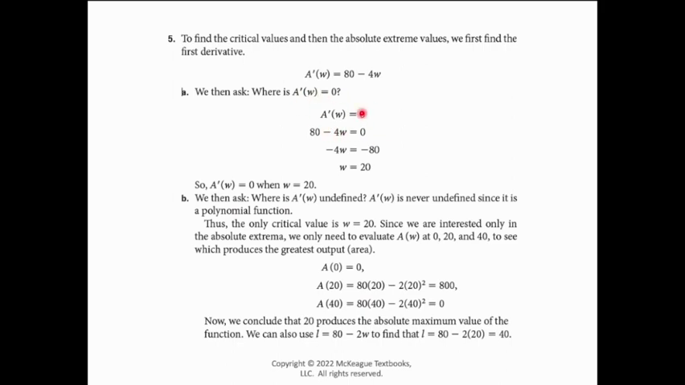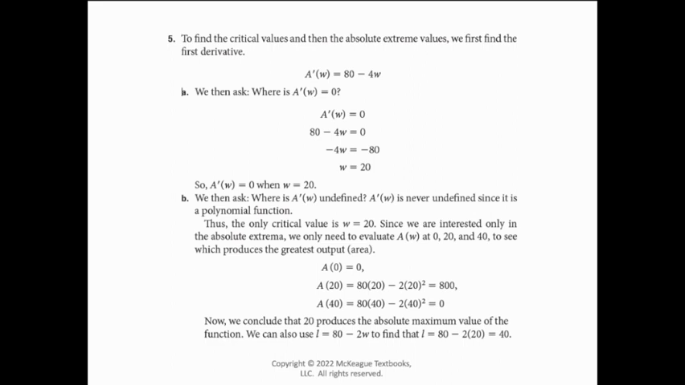So when we set the derivative of the area equal to 0, and we solve for W, we get 20. We have one critical value so far. We have that W is equal to 20, and that's what we got when we set the derivative equal to 0. The other places where we could get a critical value is when the derivative is undefined. But because this is a polynomial, we don't have to worry about that in this case.